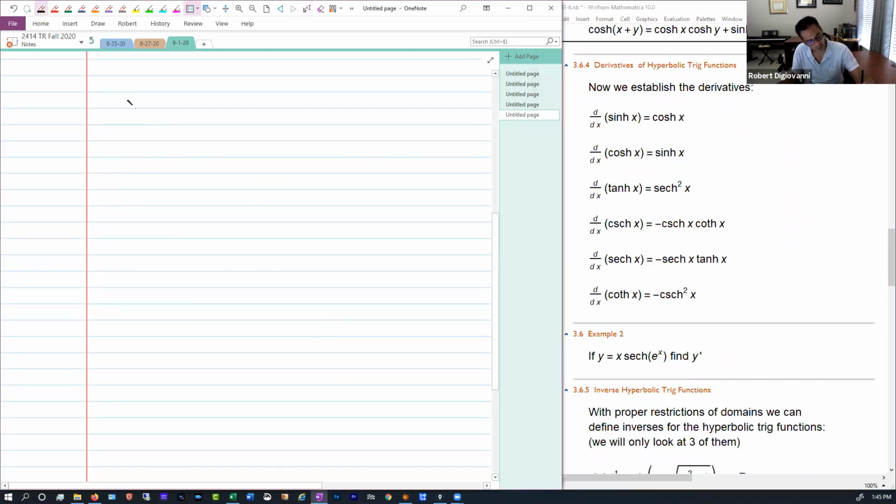All right, so let's take y equals x secant hyperbolic of e to the x, and we want to find the derivative of this with respect to x.